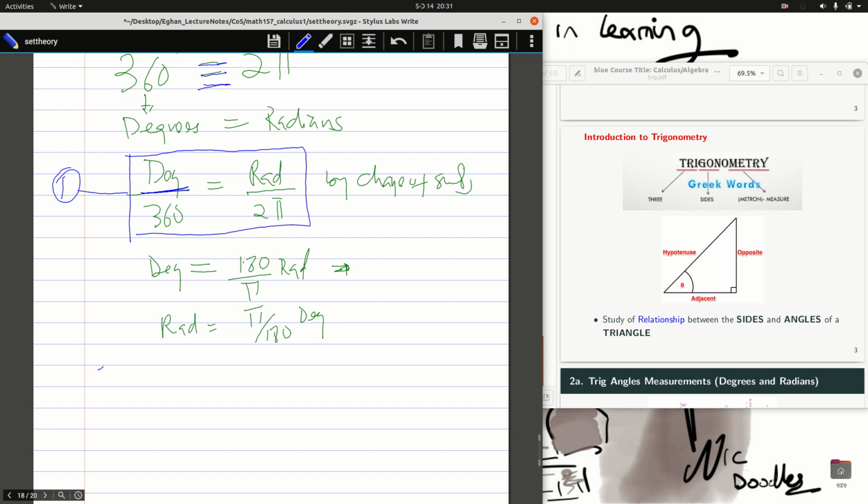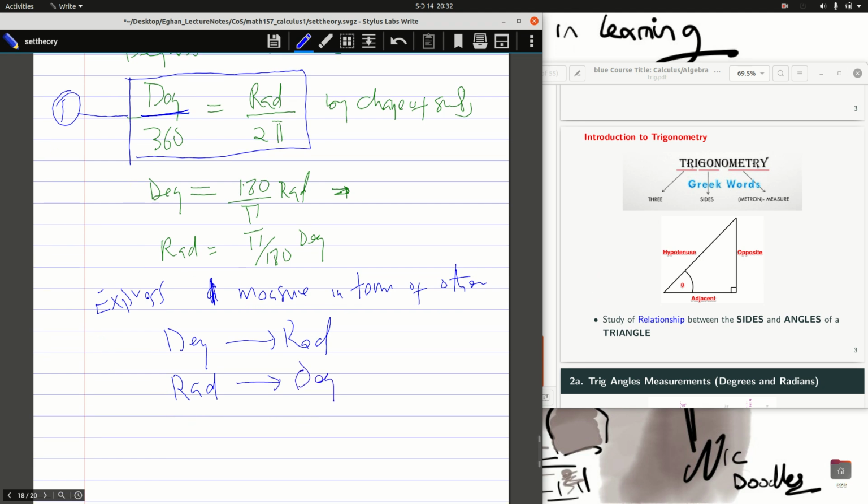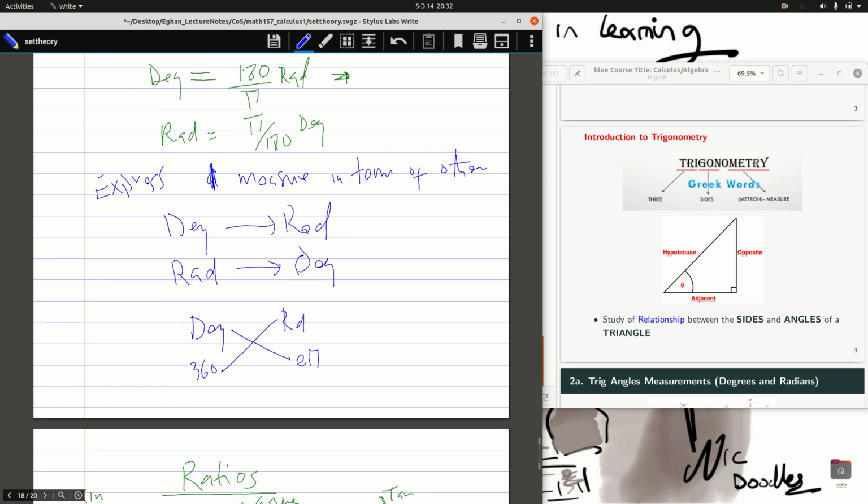So the idea is that you want to express one measure in terms of the other. So I can express degrees in terms of radians, or if I'm given the angle in radians, I can convert it to degrees. That is the whole idea. So by change of subject, I just need a cross multiplication. So degrees will cross multiply radians, 2 pi and then 360. You can easily do this conversion.